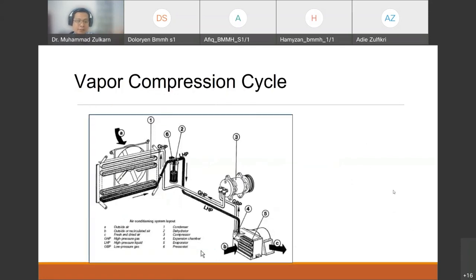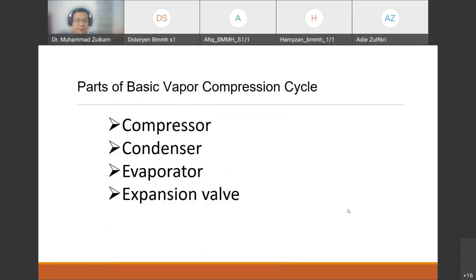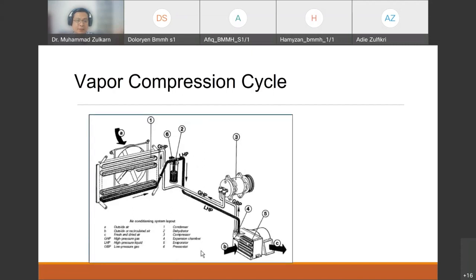Okay, this is what the minimal components include in the basic vapor compression cycle. There should be at least four components inside the refrigeration or air conditioning system: compressor, condenser, evaporator, expansion valve. This one, 1, 2, 3, 4.